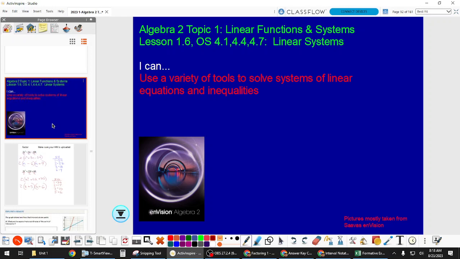So your goal, and you can see where all this is coming from, lesson 1.6 comes out of our algebra book, which after this first unit we get into a lot more. And then also some OpenStax stuff. So your goal is to be able to solve systems. What is a system of equations? If you talk to your parents, some of them might remember this as simultaneous equations. Simultaneous meaning together or at the same time, but a system of equations.